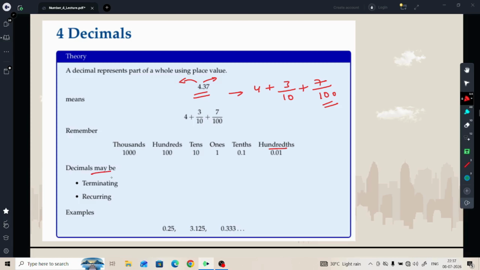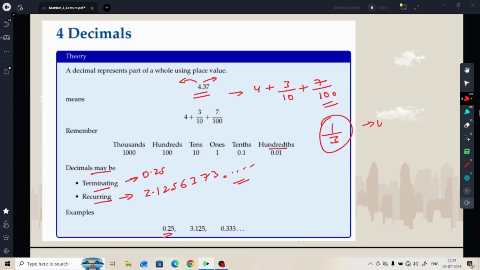Now, decimals can be of two types. One is terminating, the other is recurring. What does terminating mean? Terminating is like this, 0.25. It is not continuing. Recurring means something like 3.1256373 and so on, which does not end. So in this case, it is recurring. Just like if you divide 1 by 3, you will get 0.333333 in your calculator and so on. It won't ever end. So that's called a recurring decimal. It's never ending.